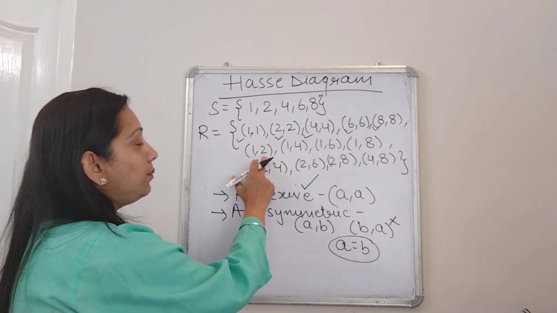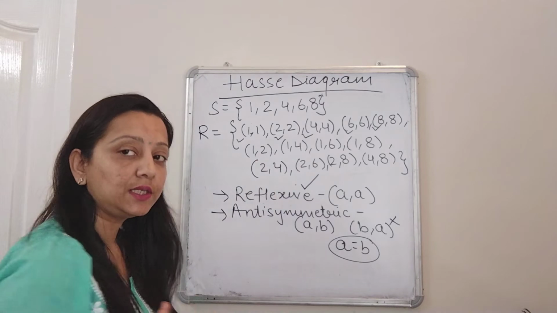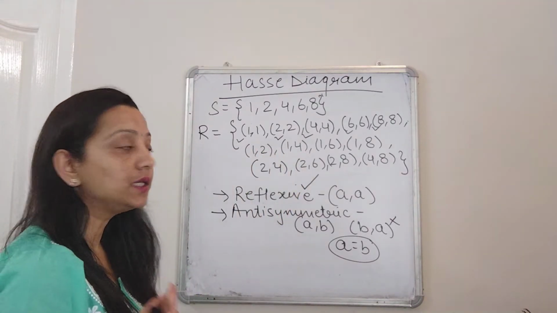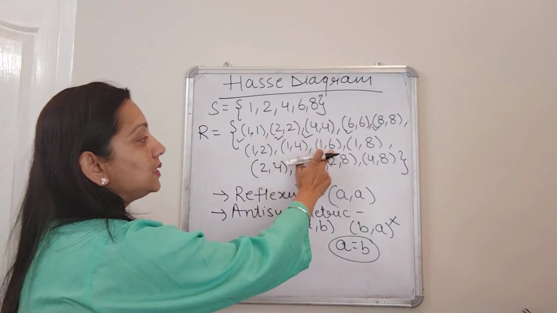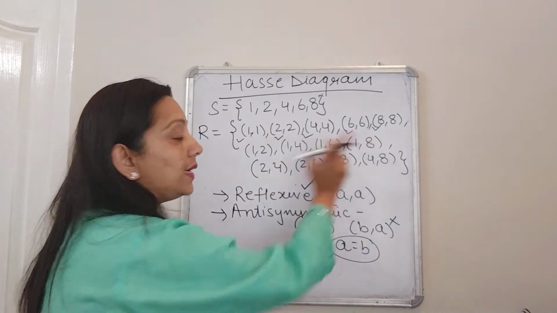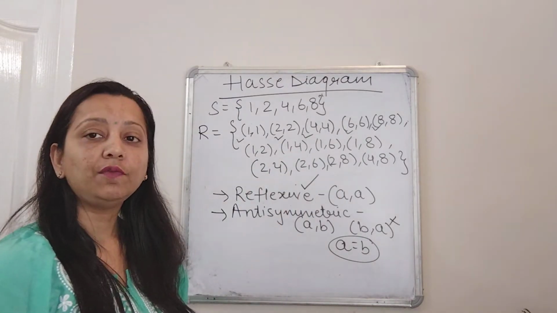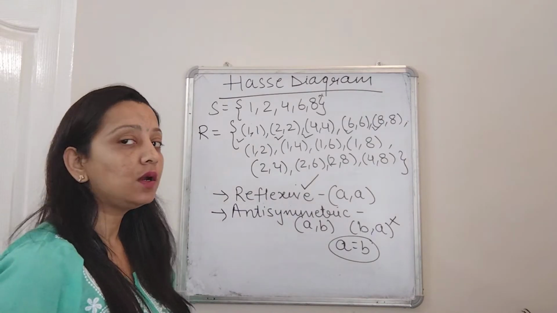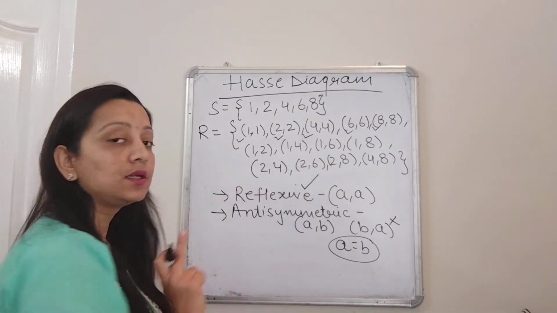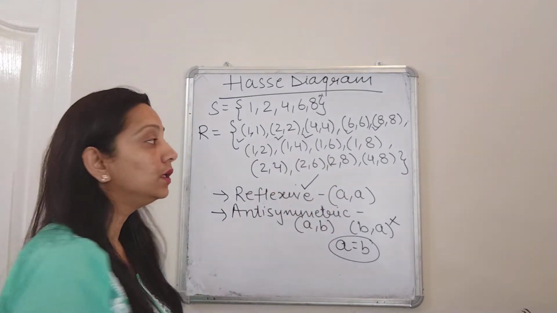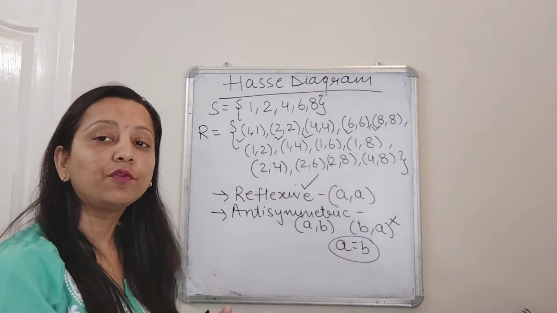Now I have ordered pair (1, 2), but (2, 1) is not existing anywhere. I have (1, 4), (4, 1) is not existing anywhere. (1, 6), (6, 1) is not existing anywhere. (1, 8), can you see (8, 1) anywhere? No. (2, 4), can you see (4, 2) anywhere? No. (2, 6), (6, 2) is not here. (2, 8), (8, 2) is not here. (4, 8), (8, 4) is not here.